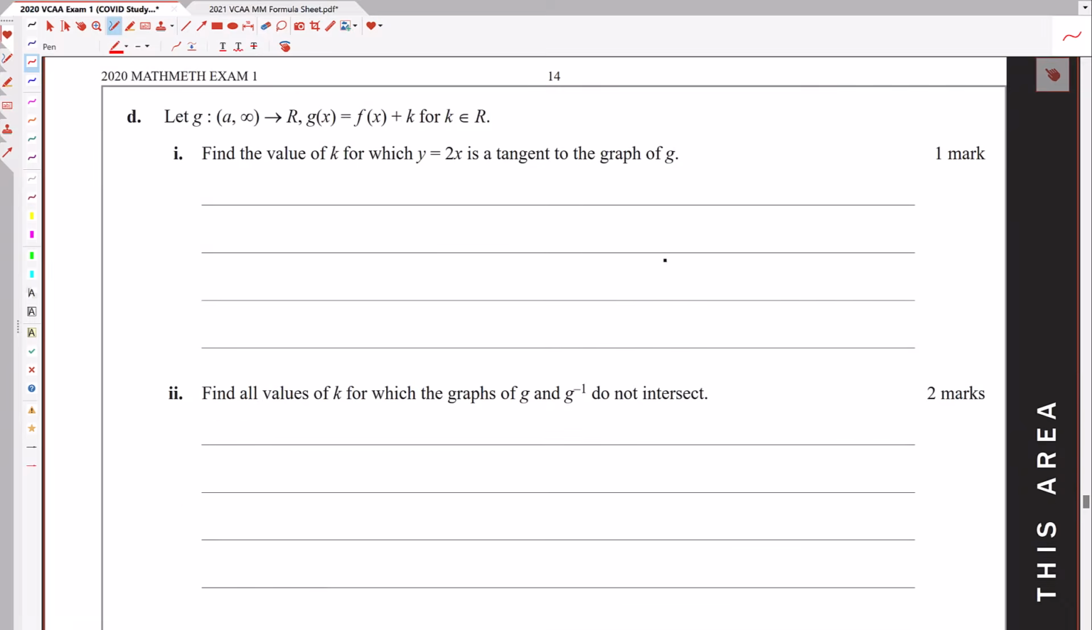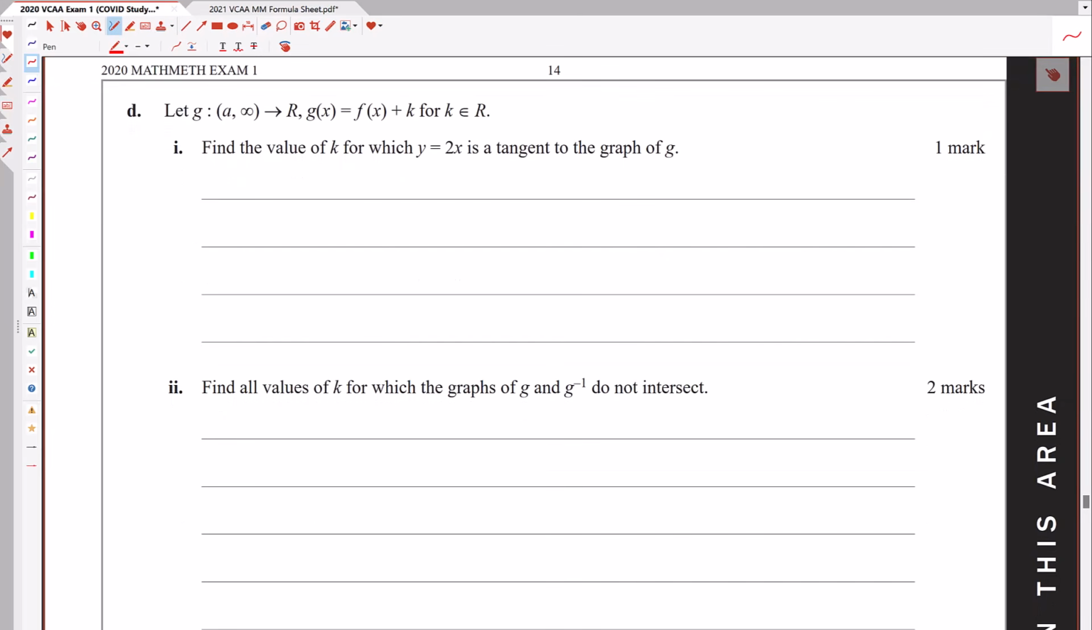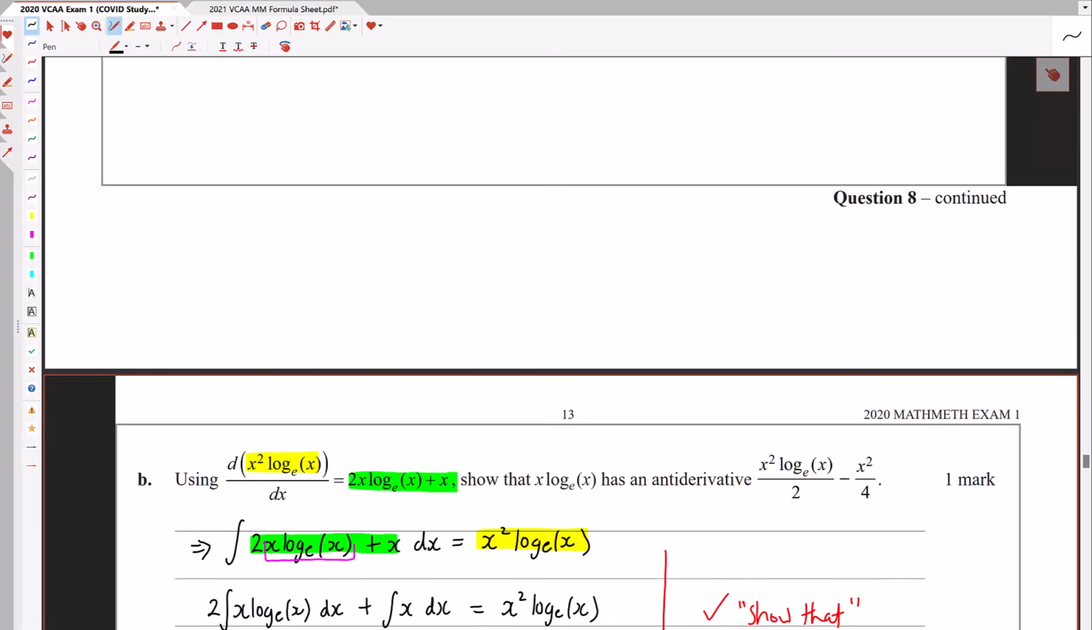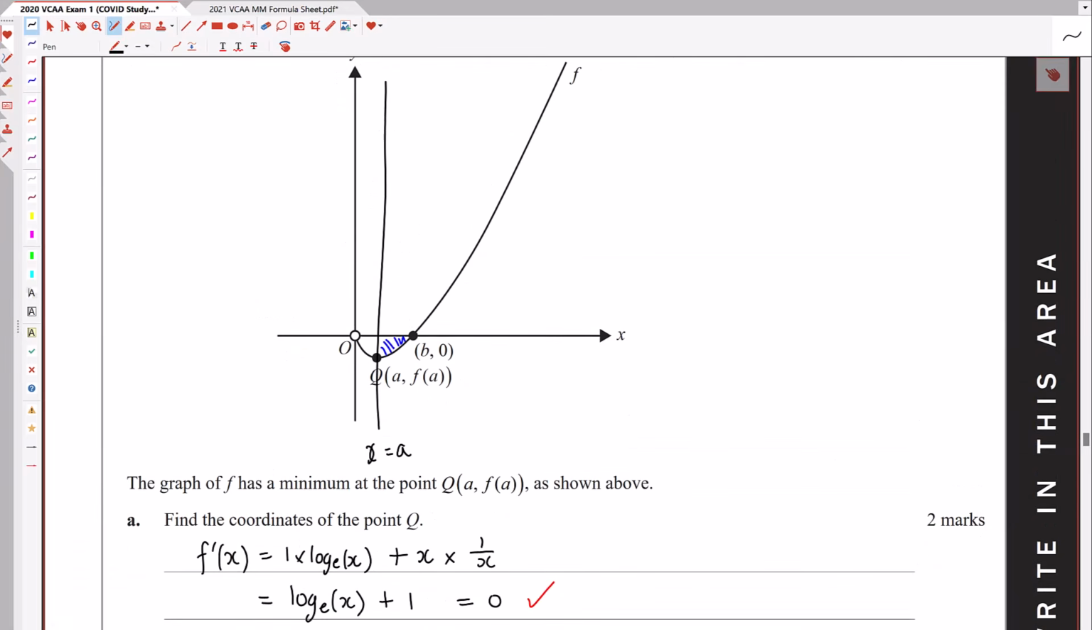Okay, and then part D, let g, which has a domain from a to infinity, be f of x plus k. So that's simply a translation up or down. So we want to think about translating our graph of f of x, which we've already got drawn up here, up and down. Okay, so we already know, just going to delete that stuff that we don't need now. We already know that this point here is 1 on e, negative 1 on e, and we know that this point here is 1, 0.